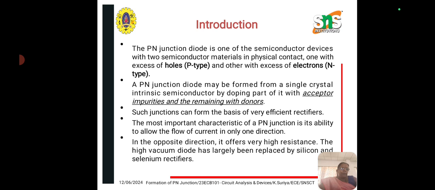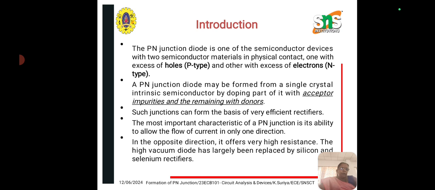We can take a single crystal of intrinsic semiconductor and dope one side of it with the positive and the other side with the negative. We will be doping it with the acceptor impurities and the donor impurities. Such junctions can form the basis of very efficient rectifiers. The most important characteristic of PN junction is the ability to allow the flow of current in only one direction. In the opposite direction, it offers very high resistance.